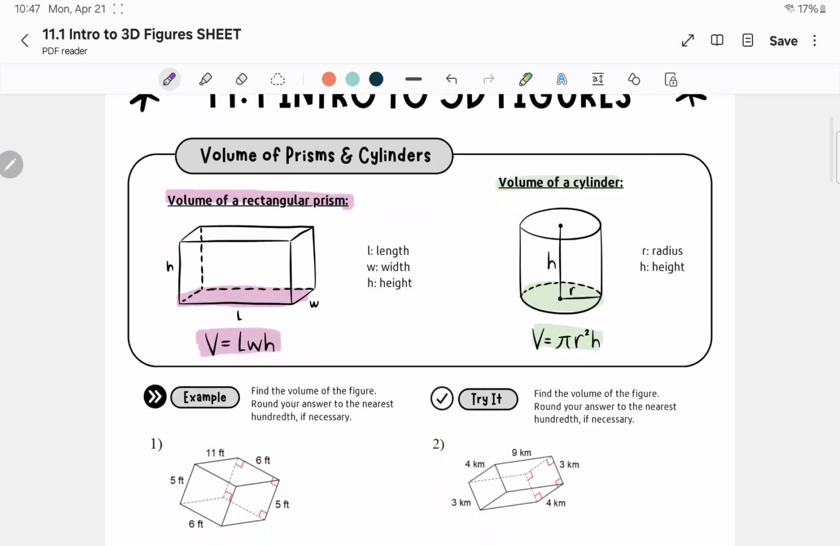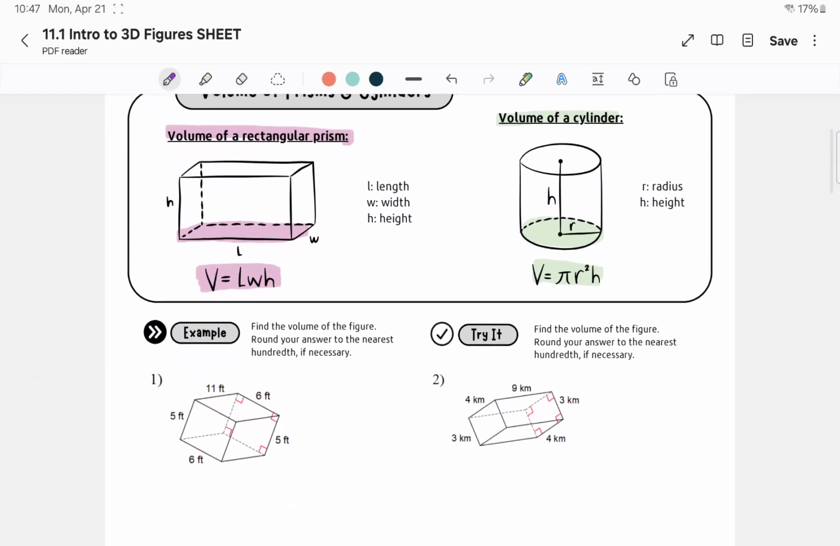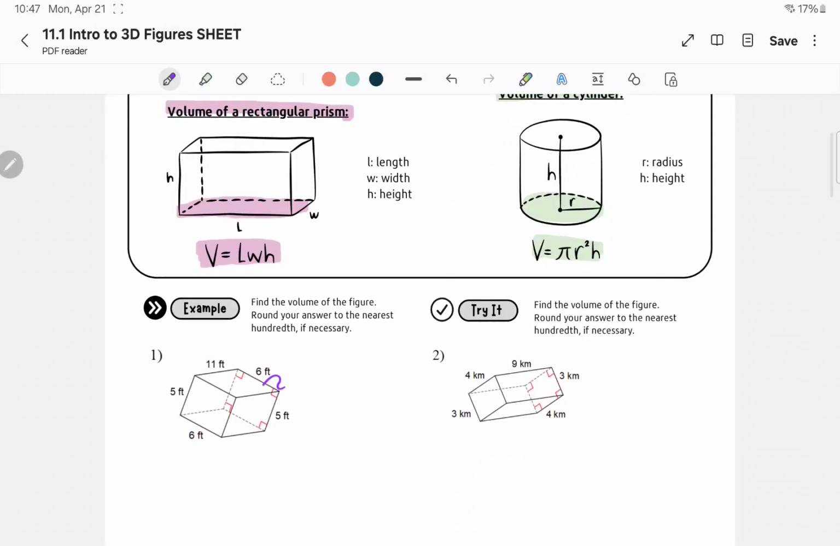So let's go ahead and try number 1. So what we're looking at in number 1 is a rectangular prism, right? Because of this rectangle that I'm hovering over, that's the base. And it's got some height to it. So we're going to use the formula for rectangular prism, which is LWH, right? Length times width times height.